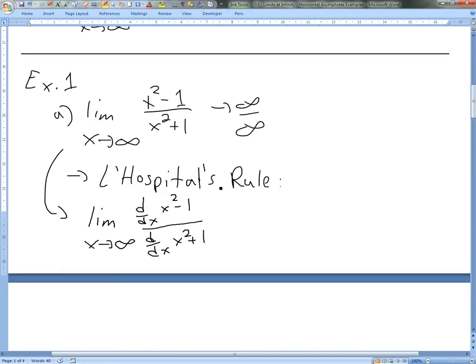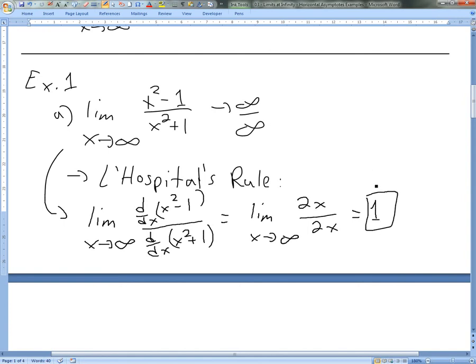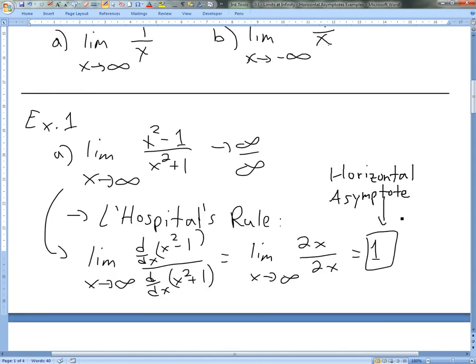So if we apply L'Hôpital's rule right here, I just wrote it down here, we just take the derivative, or d over dx of the top, divided by d over dx of the bottom. This is going to equal the limit as x approaches infinity of 2x, that's the derivative on top, and the bottom is 2x as well, and this cancels out, and you're just left with 1 here, and this is actually the horizontal asymptote. I'll just write that down right here.